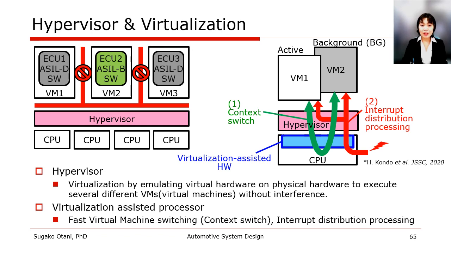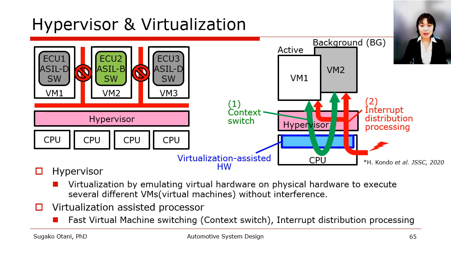The right figure illustrates two types of hypervisor overhead. The first is the VM context switch time. When there are two VMs in one CPU, one VM is active and the other is in the background. The hypervisor switches the context of the VMs each control period. The second overhead is the interrupt distribution processing time. When an interrupt request to a VM occurs, the hypervisor distributes the interrupt to the virtual machines.